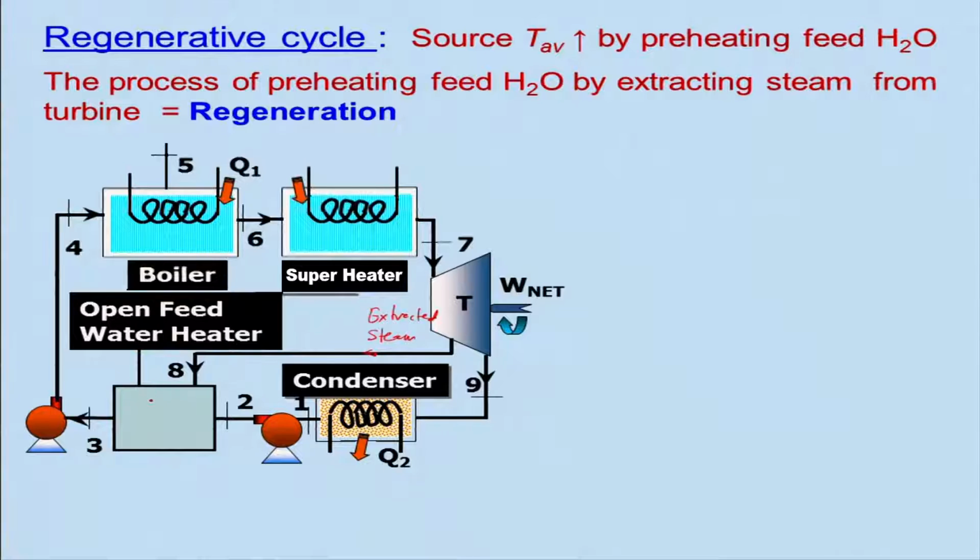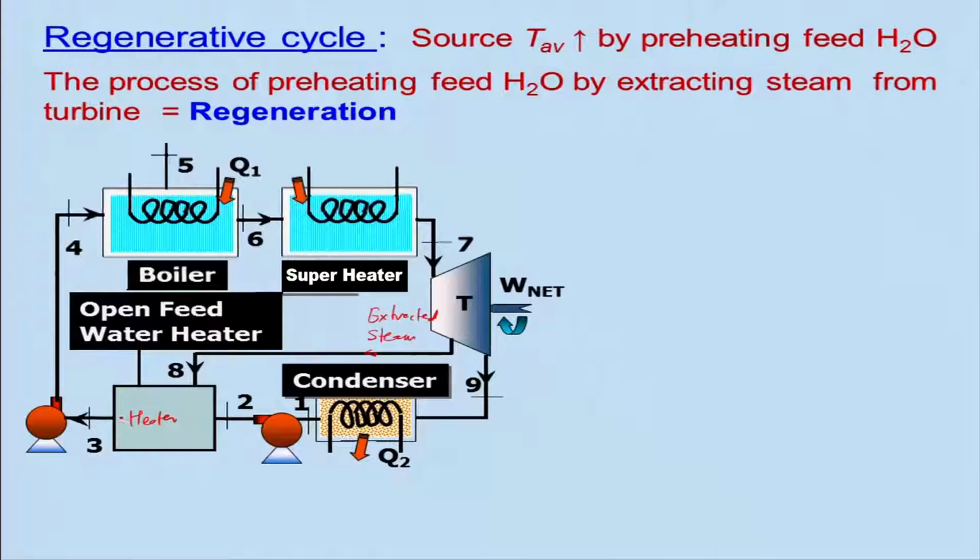This is extracted steam from the turbine, and then it goes to what we call an open feed water heater. This is the heater. Of course, the rest of the steam expands further in the turbine and passes through the condenser where it rejects the heat, and then you have to pump it to the high pressure, and then it is mixed together. Since it is mixed together, that is why we call it an open feed water heater, right.